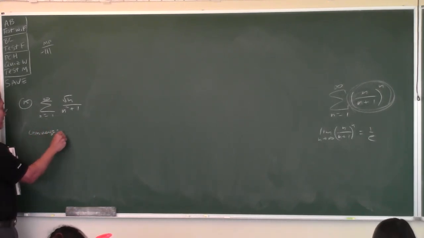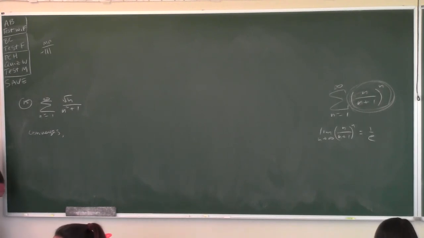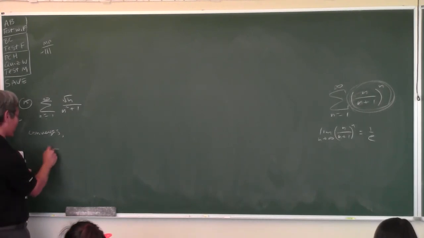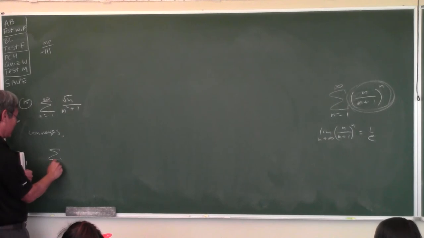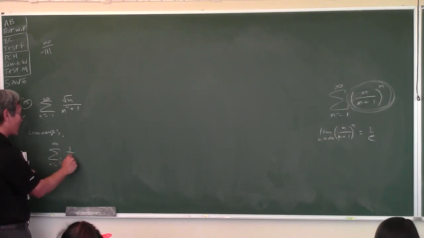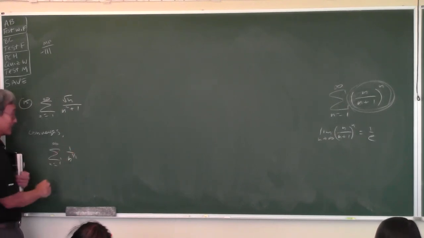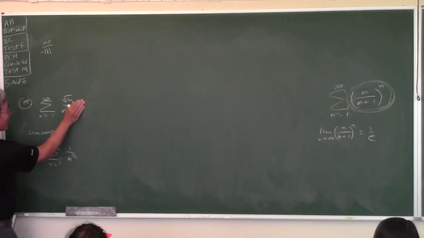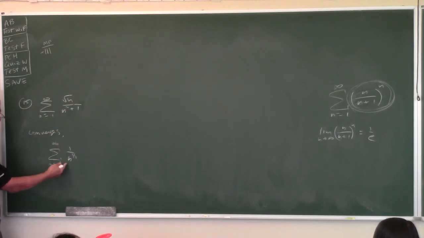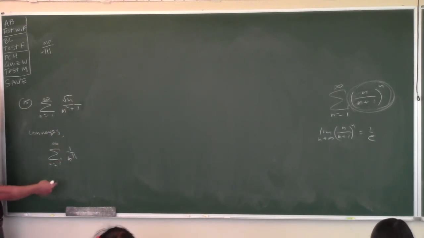Okay, why? The one where you compare it to something you know. What are we gonna compare it with? 1/n³. Very good. See, Wong got it. Why? Take away the plus one. Isn't that 1/n³? That's a p-series. It's greater than one. It converges.